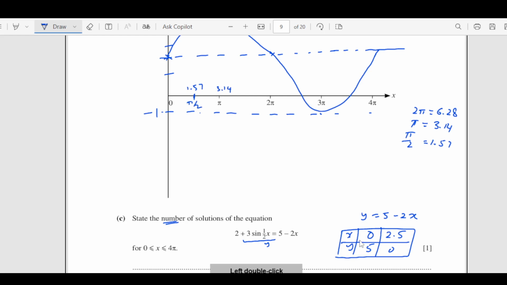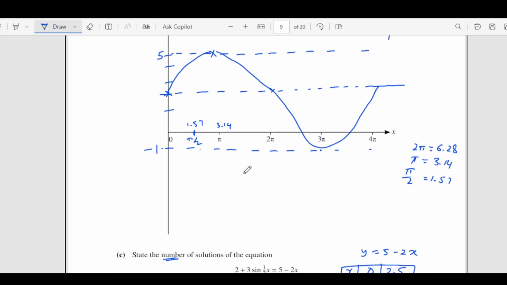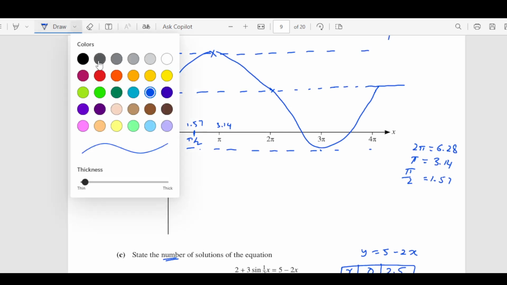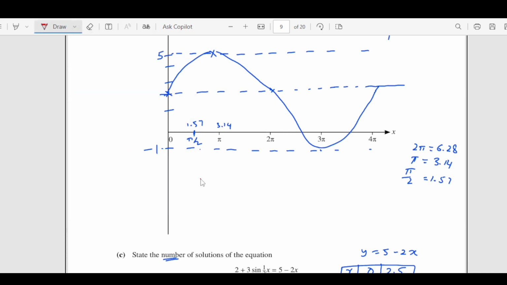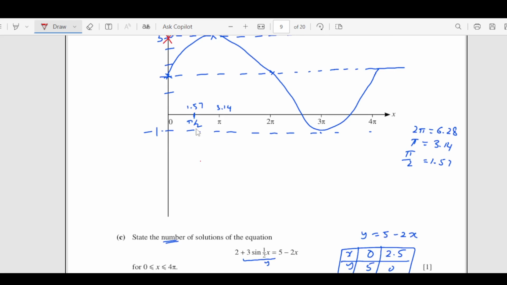So now our values are x is 0 and 5. Let me choose another color. When x is 0, y is 5, so we have 1 point here. Another one, x is 2.5, which is somewhere here on this side, and y is 0. Let's say it's closer to this one. So we draw a line with your ruler like this. This is the equation of the line y equals 5 minus 2x.